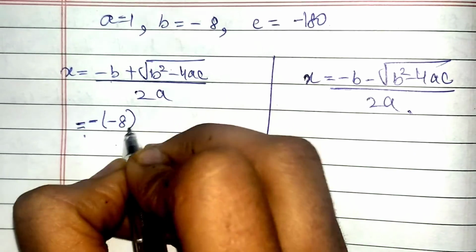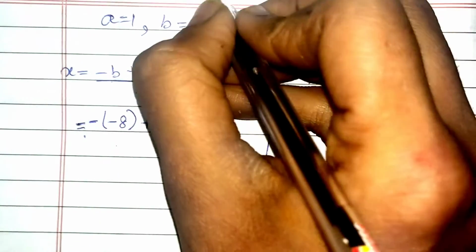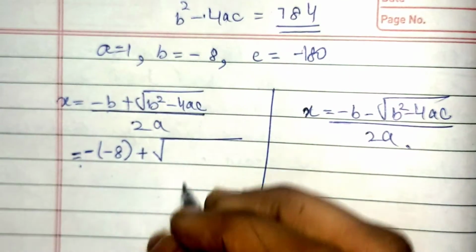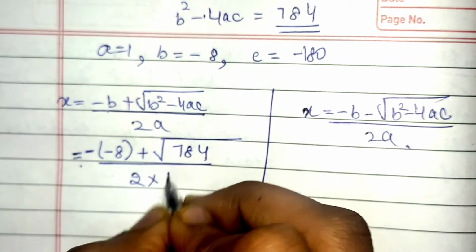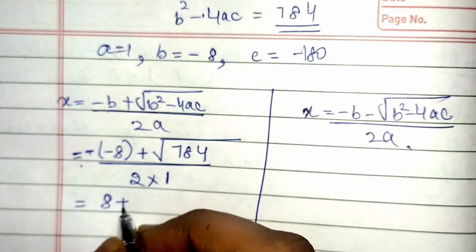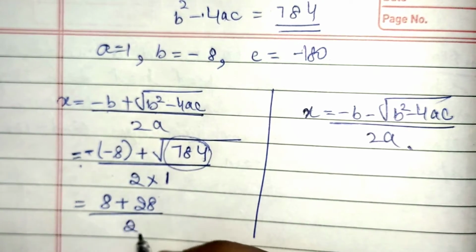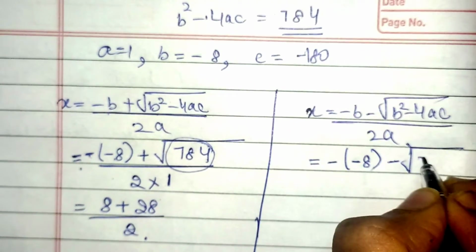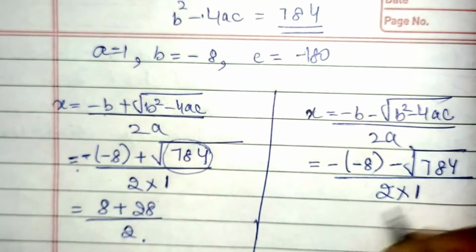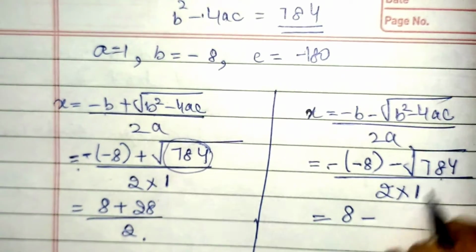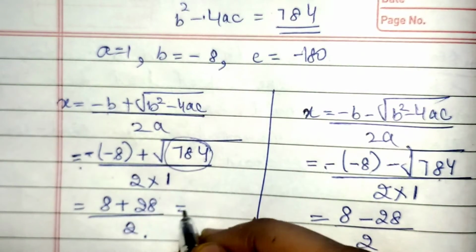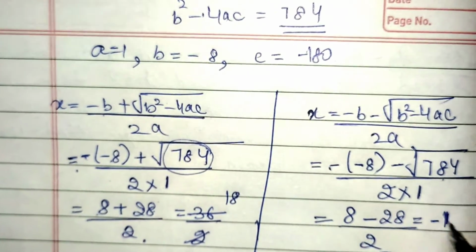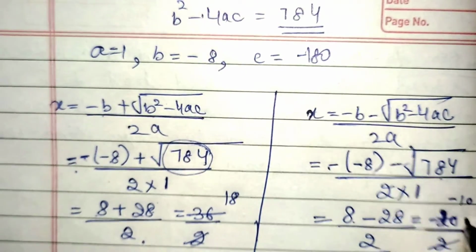So minus b is minus 8, plus under root of b square minus 4ac, which we derived earlier was 784, divided by 2a, where a is 1. Minus and minus will give you plus. The square root of 784 is 28, divided by 2. Similarly, here minus b, b is minus 8, minus under root of 784, divided by 2a, and a is 1. 8 plus 28 is 36 by 2, which is equal to 18, and the other will give you a negative value, minus 20 by 2, that means minus 10.